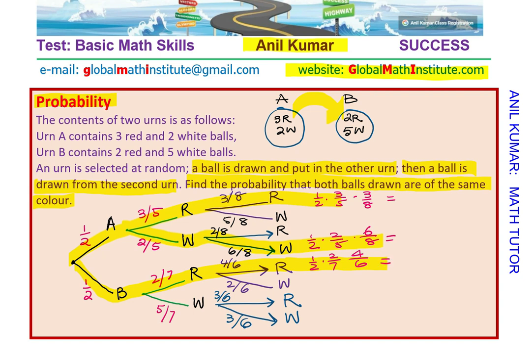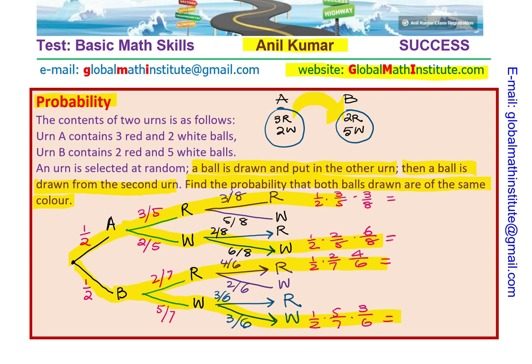But if white was taken from B first, in that case again a white will give you the next match, which is half of 5 by 7 and then 3 by 6. Makes sense. So basically, you have to add all of them to get the answer. Does make sense to you, right? So that is what the probability will be in this particular case. So I hope the method is clear, right?